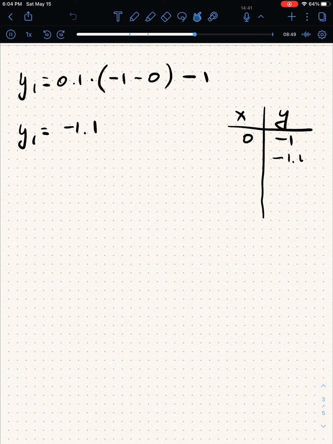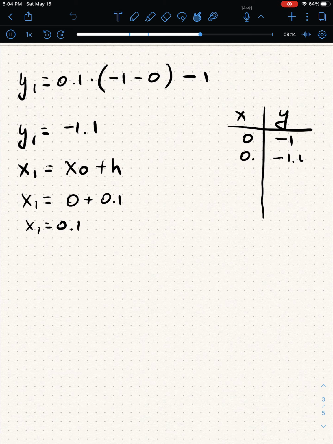How will we find the next value of x? Remember how we discussed that the h is the delta x? I could also say that my x1, the next value of x, is simply my previous value of x plus the step. So if we apply this, we get that our next value of x is just 0 plus 0.1, which is just 0.1. So we know that for x equal to 0.1, our function of y equals -1.1.